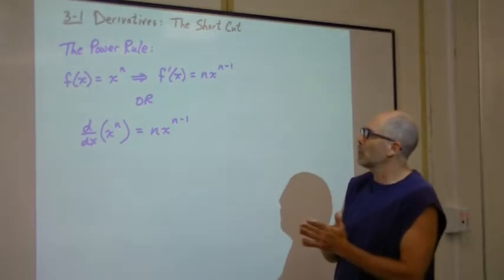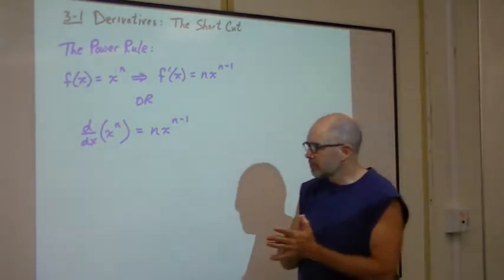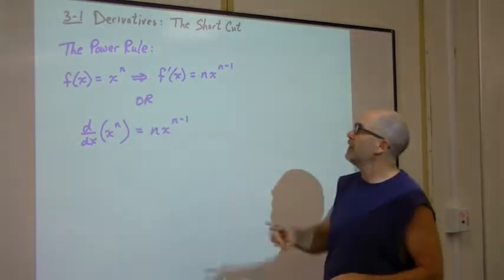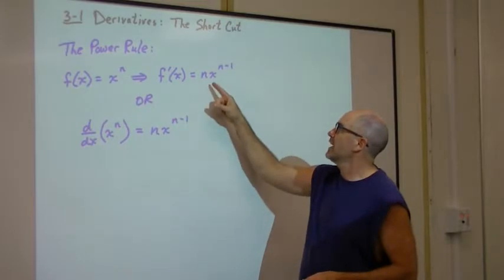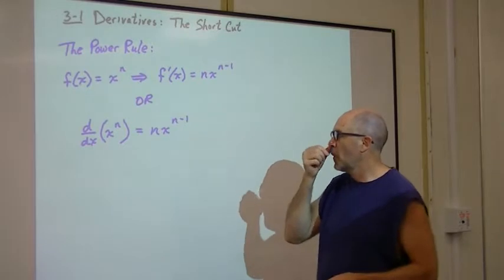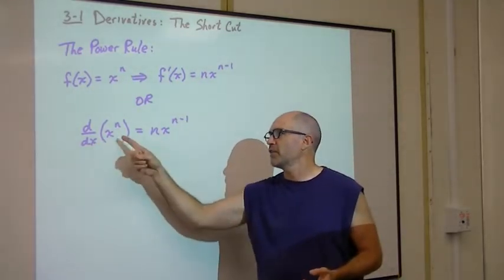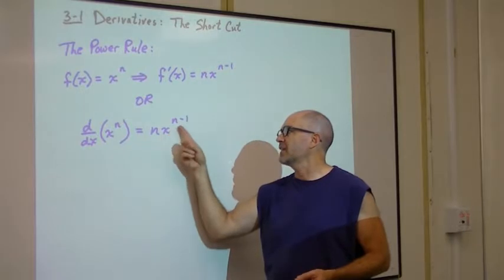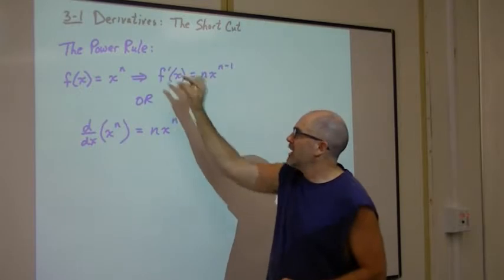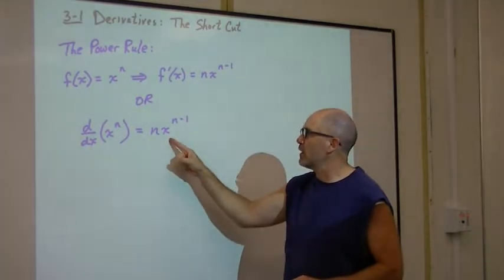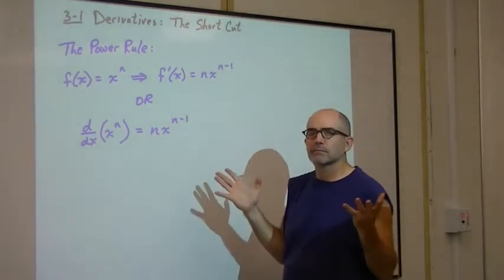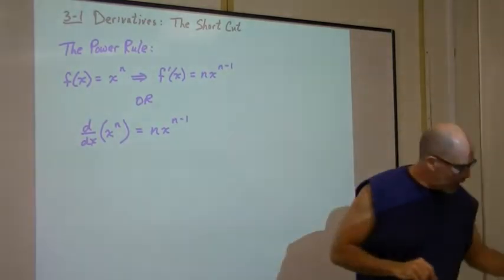The power rule basically says that if you have a function x to some power n, then the derivative of that function is n times x to the n minus 1. Or another way of writing the same thing, the derivative of x to the n is nx to the n minus 1. What's that mean? Well, that means you take the power and you put it down in front of the variable, and then you drop the power by 1. Simple. Okay, so watch.